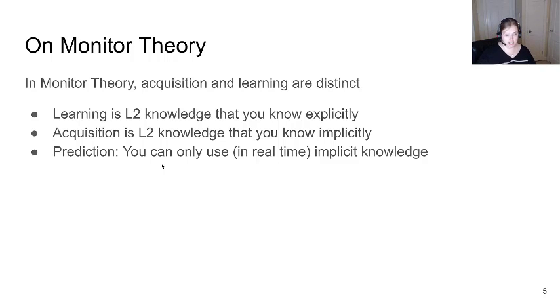So let's imagine that I teach you in a classroom that John walks because he's third person and singular in the present tense. He has an S on the end of his verb. Bam! I could teach you that rule, and that would be learning in monitor theory. But if you haven't acquired it, if you haven't had enough input and examples that your brain goes, oh, I guess I really need that, right?